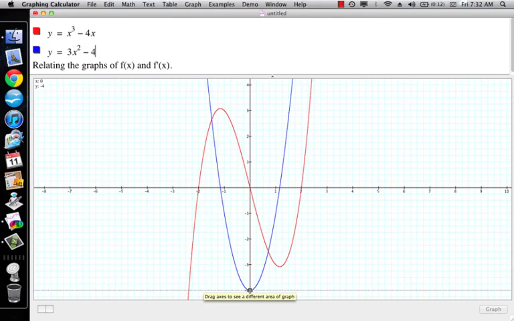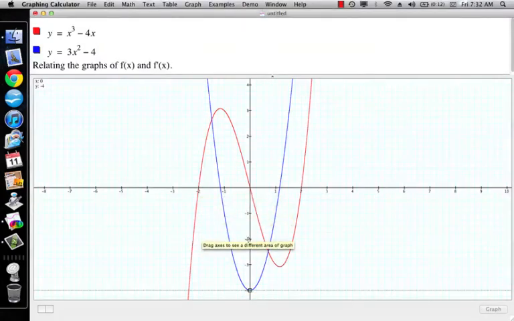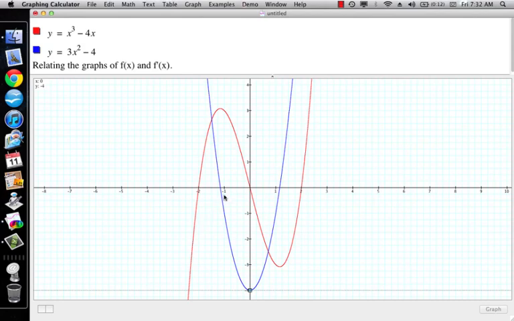Well, what that's telling me is that the steepest that the red graph goes down is with a slope of -4, and its steepest slope is right in this region. So right there, this is the steepest downward slope that y equals x cubed minus 4x has. And everywhere else, it's more positive than that. So right there is my absolute most negative slope on the graph, and its value is -4.